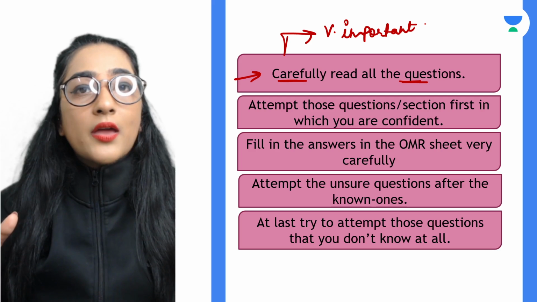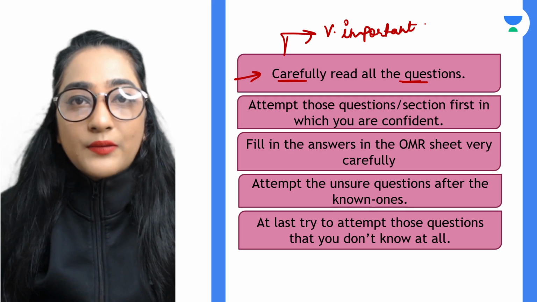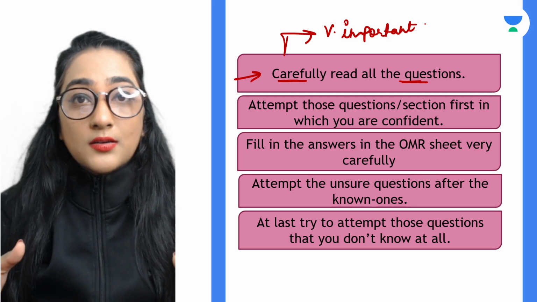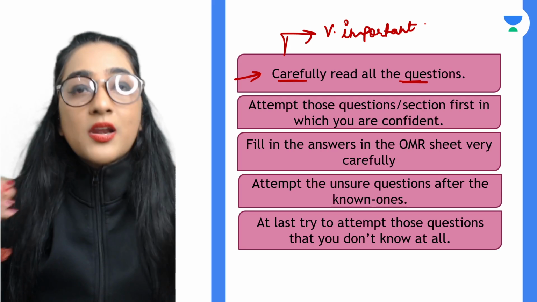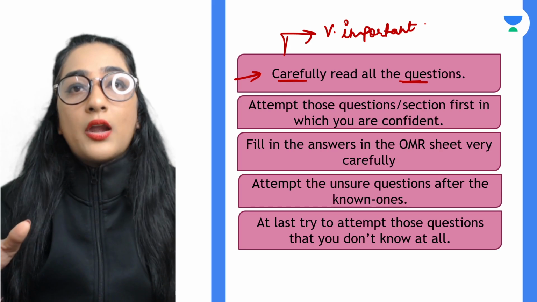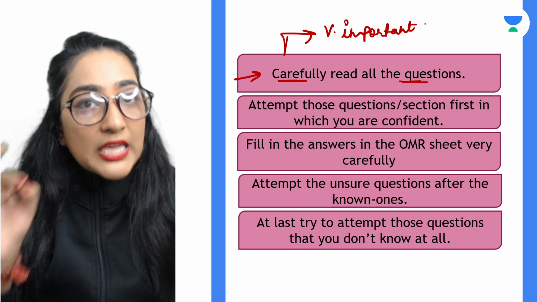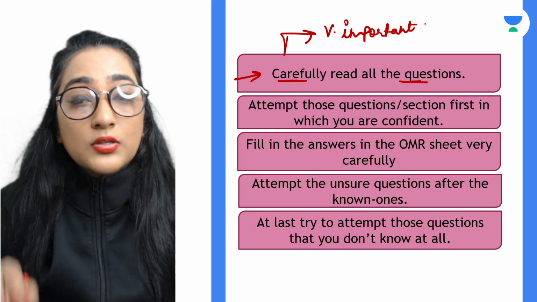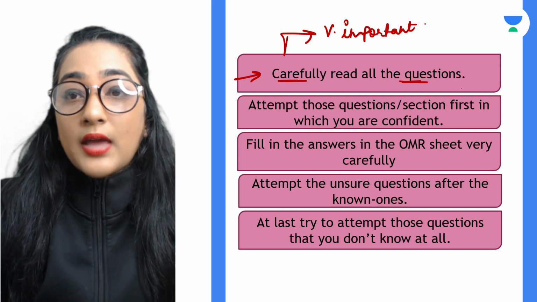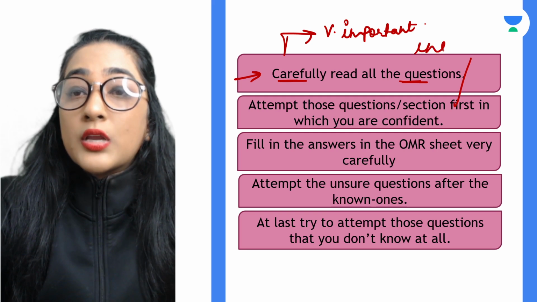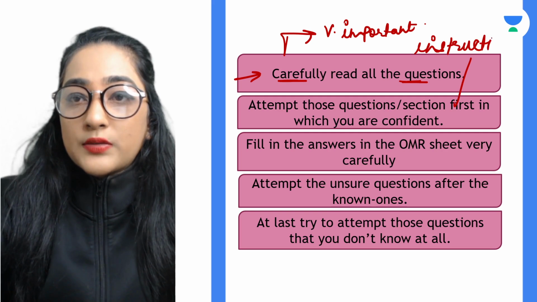Selecting the wrong answer means that you have just selected the answer. Now, even if you want, you cannot correct it. Even if you desperately want to change it, you cannot do that. So you have to be very careful in reading all the questions. And guys, along with that, you should be careful in reading all the instructions.